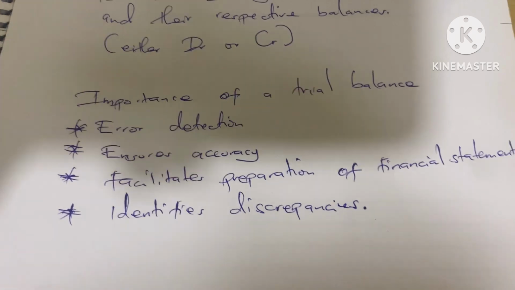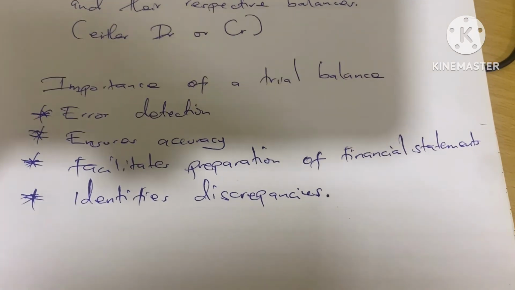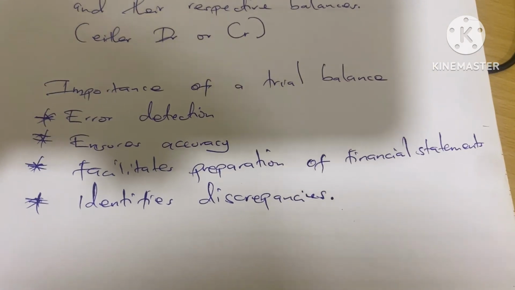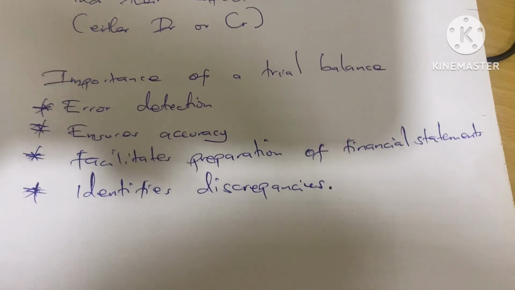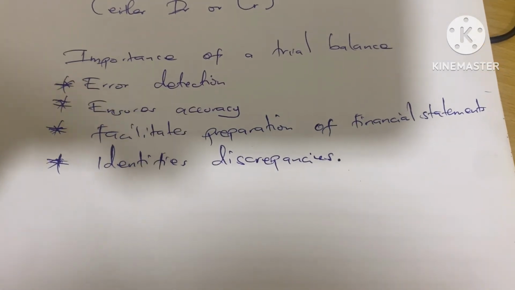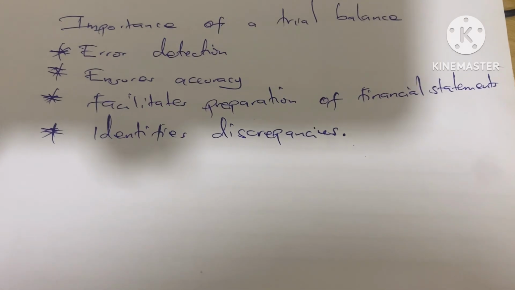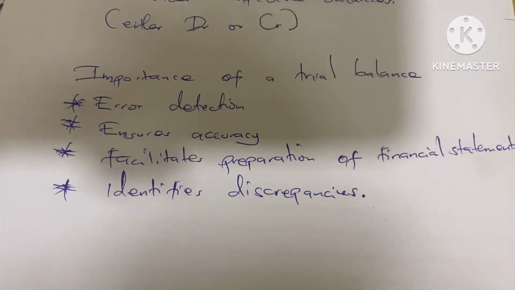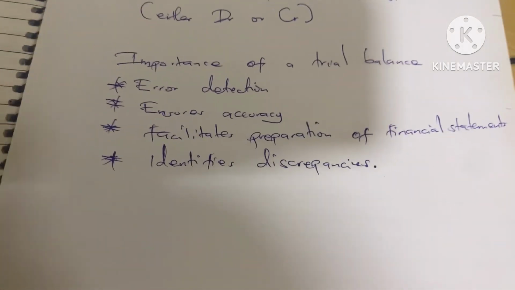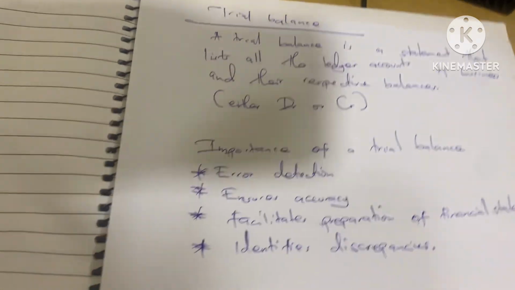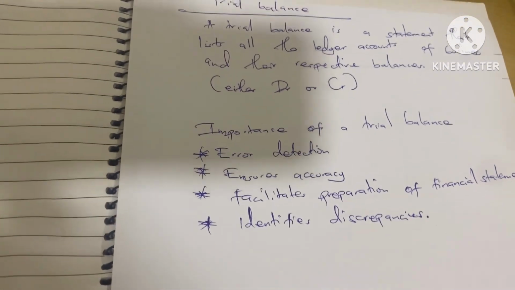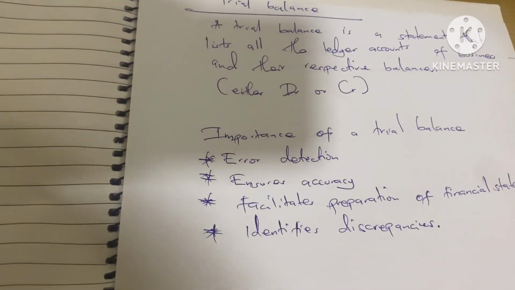Then we also use it in the preparation of financial statements like the balance sheet, the statement of profit or loss, etc. Then it also helps us to identify discrepancies, because when the trial balance is not balancing, it means that there is an error somewhere. So it helps us to identify discrepancies.